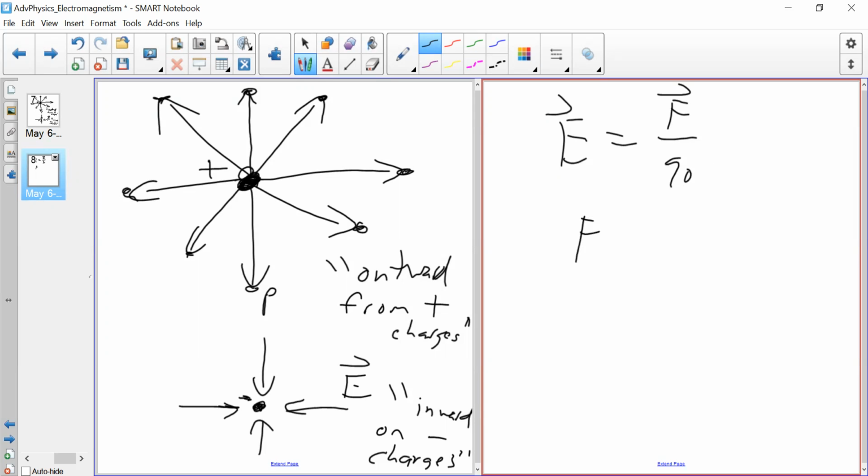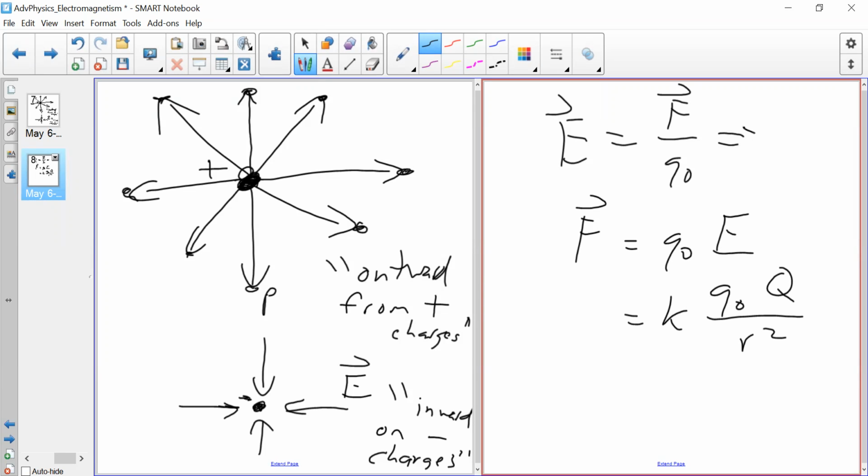And then if we wanted to find the equation for electric field from this configuration, Q naught times E is the same thing as K Q naught Q over R squared, if our two charges are the test charge Q naught and big Q. So those are equal. Force is measured in newtons, any force. The electric field is in newtons per coulomb, because charge is in coulombs and force is in newtons.